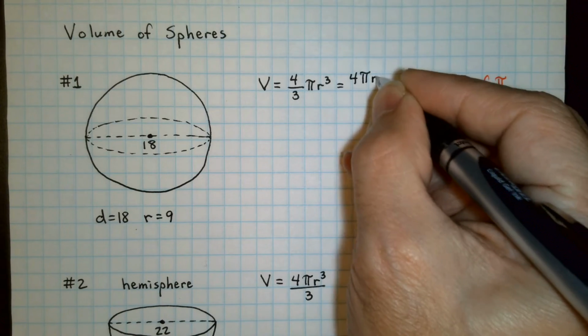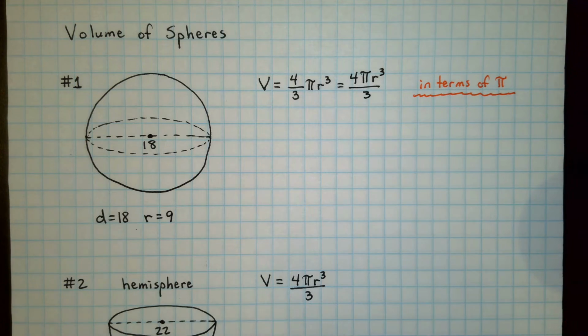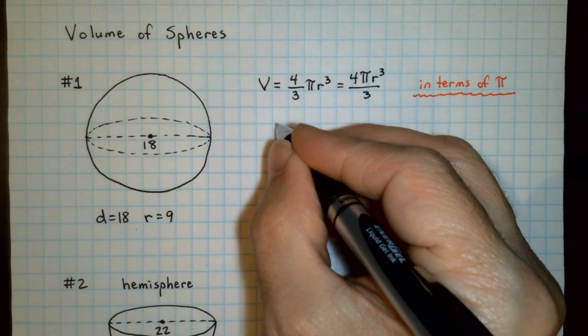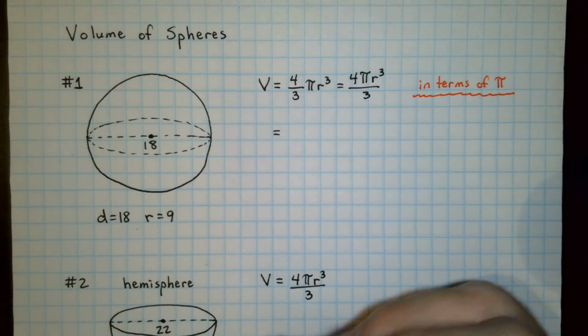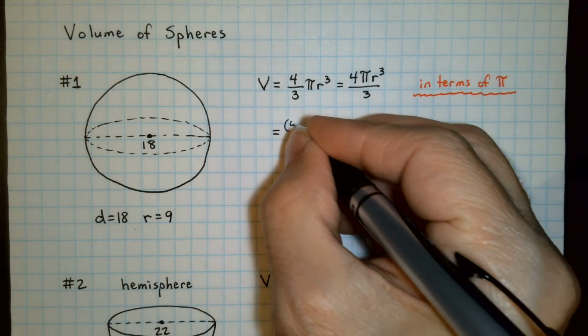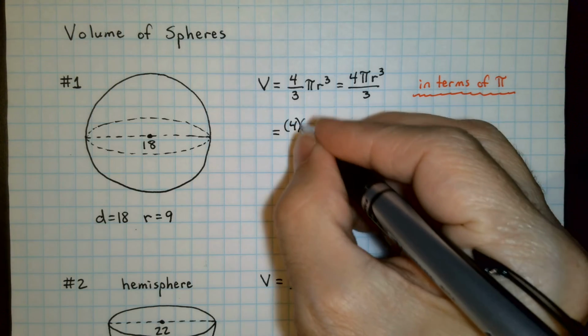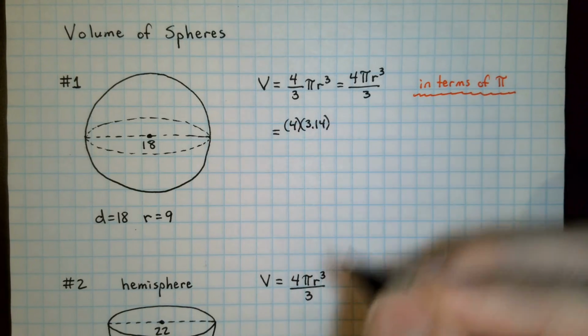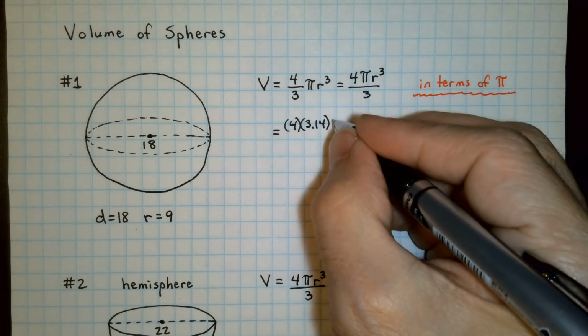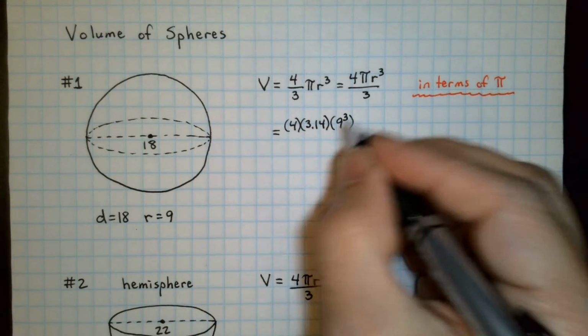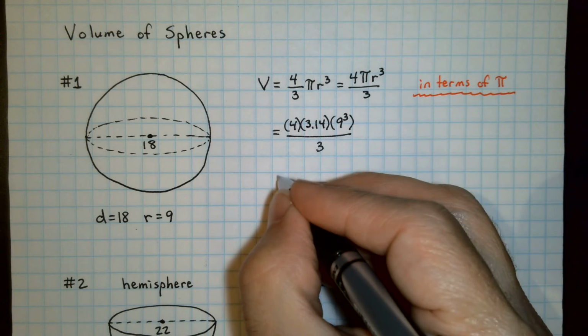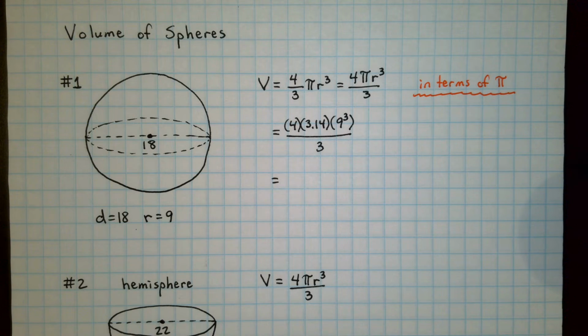It doesn't really matter. They both mean the same thing, but some people feel more comfortable one way than the other. Well, I'll actually use this one. For pi, we're going to use 3.14. Radius cubed, well, radius is 9, so this is 9 to the third power, and then divided by 3. 4 times 3.14 times 9 cubed, and then divided by 3.